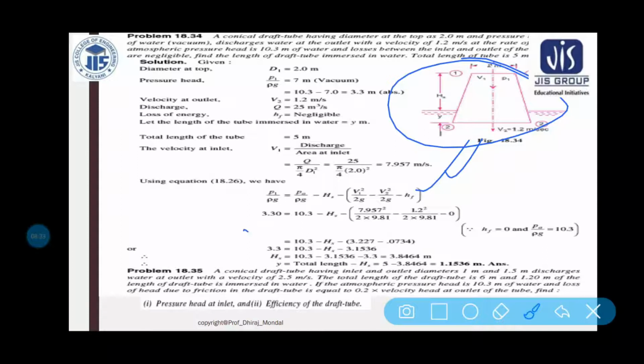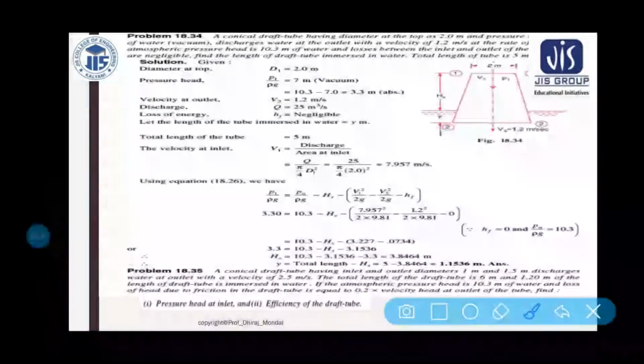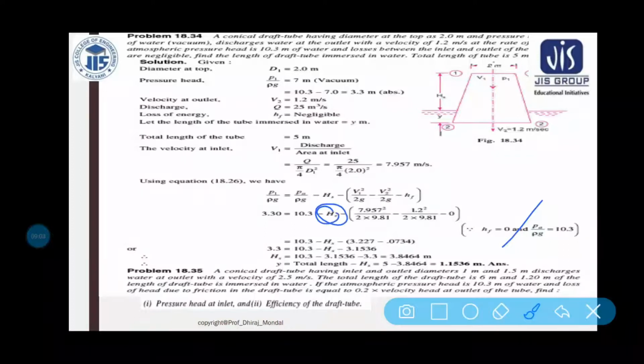So P1 by rho g is what I have already calculated. This is your 3.3 absolute pressure. 10.3 is the atmospheric pressure here. What you need to find out here, basically Hf is equal to 0 and PA by rho g is equal to 10.3. So from this equation, only Hs is unknown here.